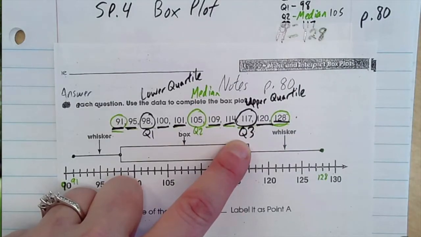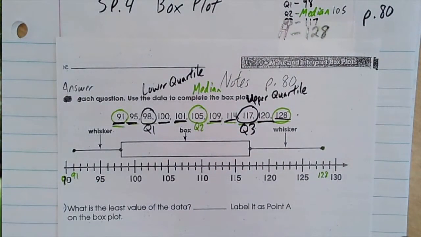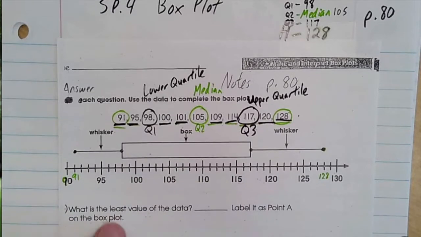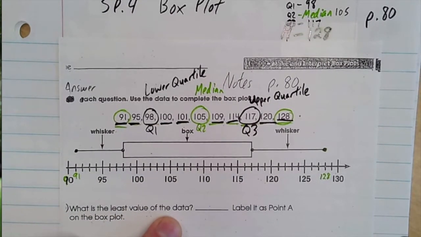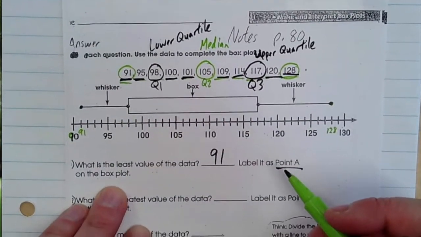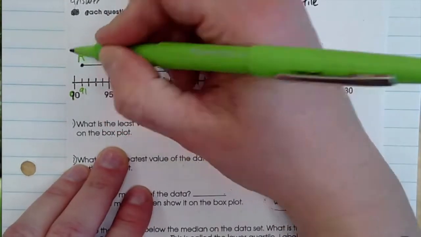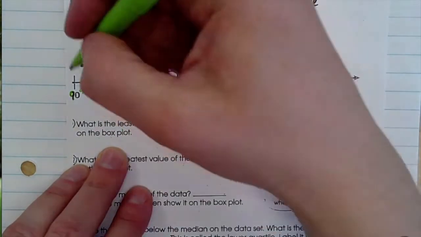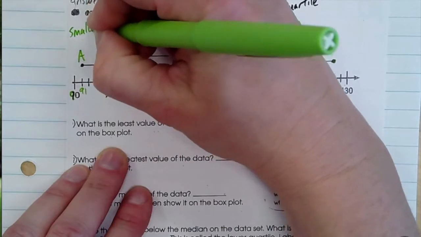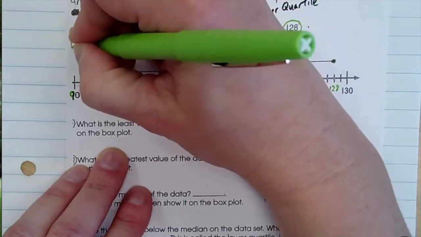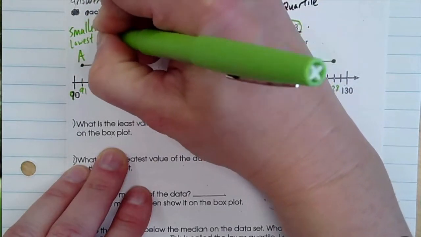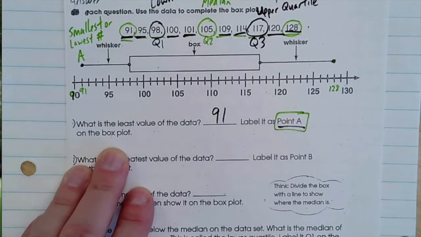So continuing on, you found all that with the data, and then you can finish up your box and whisker. What's the least value of the data? The least value was 91. Label that point as point A on the box plot. So basically over here, point A, move this up just a little bit. Point A is right here. This dot would be point A. This is your smallest or your lowest number in your data set. That was our least.